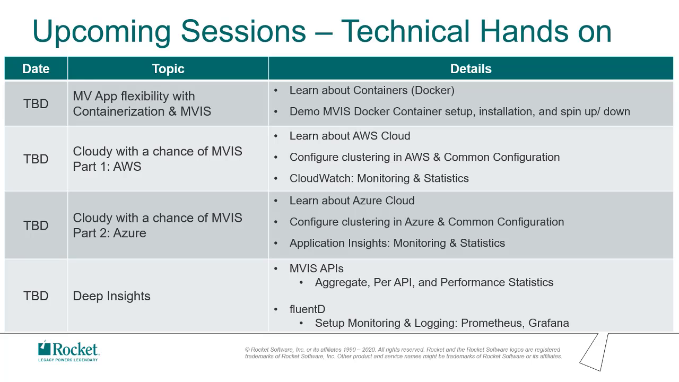The last one we have planned for thus far is Deep Insights, where we show you specifically around the three APIs that are available to MVIS, and then show you how to set up and configure Fluentd to then work specifically with Prometheus and Grafana, and that should help you get set up for any of the other solutions or third-party monitoring systems that you have.